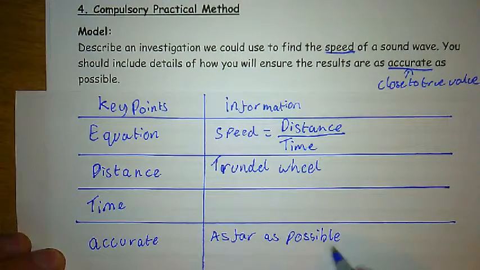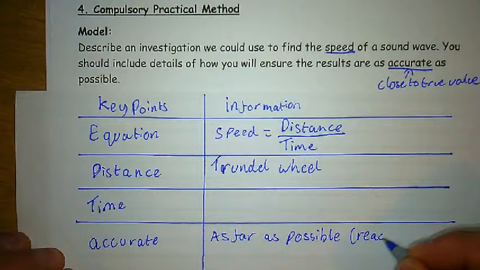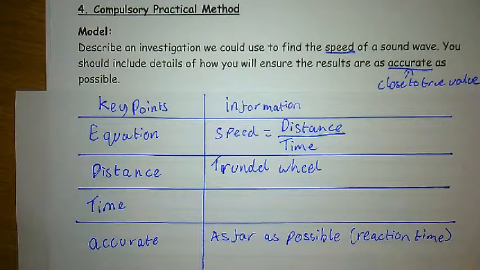Okay, so I'm going to go as far down a field or somewhere as possible, and I'm just going to put in brackets reaction time. So I'm going to improve reaction time, because if the total time it takes for sound to get to you is 1 second and your reaction time is half a second, then you've got half a second where you could be getting that wrong, and that's a big proportion of the total time.